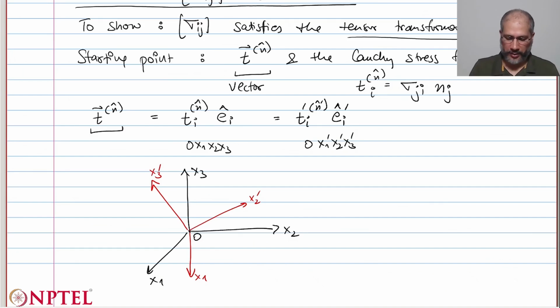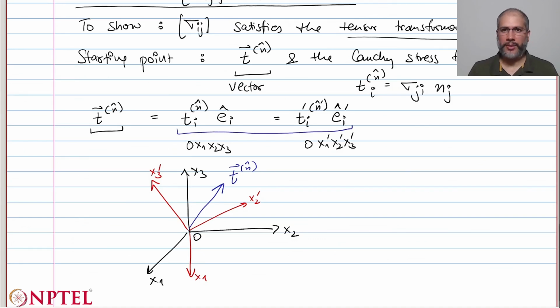Now remember, this vector does not physically change if I rotate my coordinate system. So if I had a vector pointing like this, let's say this was traction vector t, then the vector will still be the same. It is just that if I look at the vector from the prime coordinate system, its components will be different. So the components are different, definitely, but when I multiply them by the basis vectors, which are also different, I get the same vector on both sides. So I can write this equality. And this is going to be the starting point for our proof.